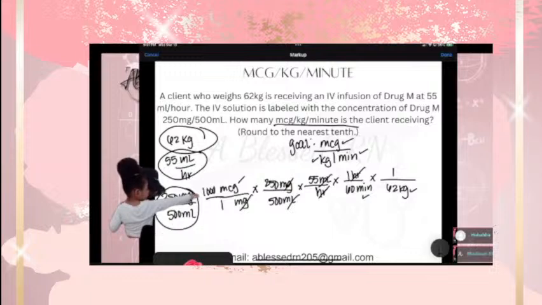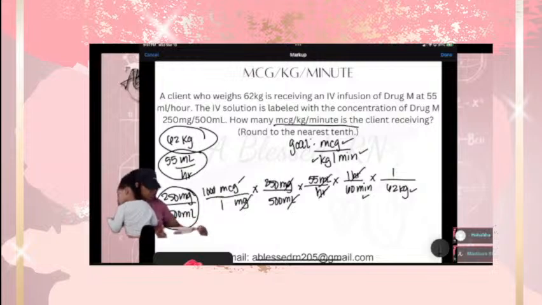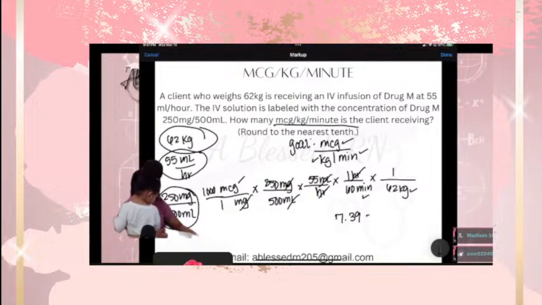Times 250 times 55 divided by 500 divided by 60 divided by 62. And we end up getting 7.39 as our answer. And so if we rounded this to the nearest tenth, it would be 7.4 micrograms per kilogram per minute.